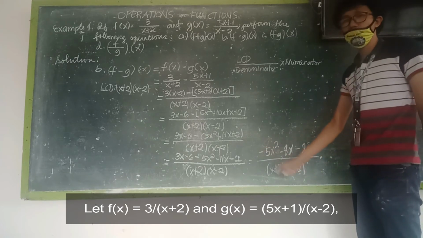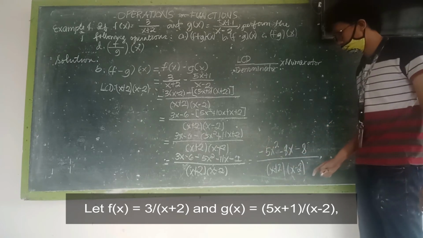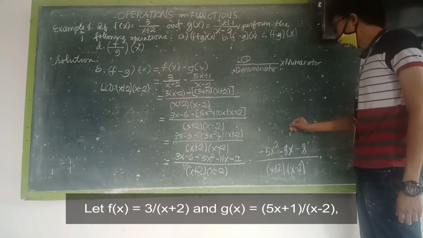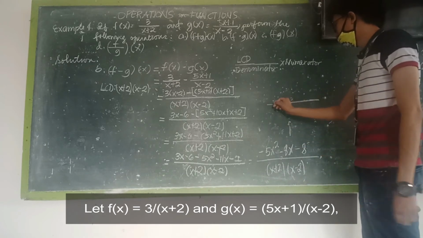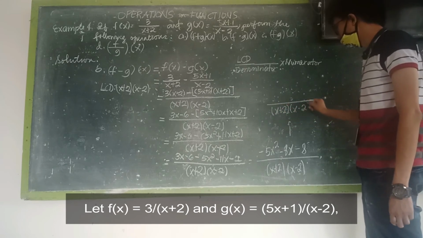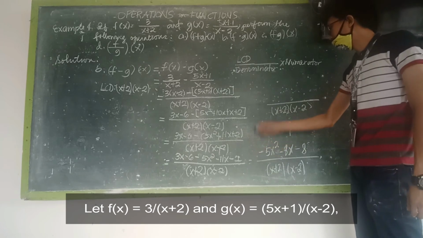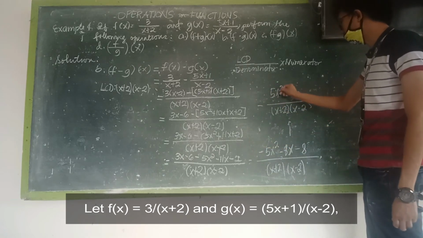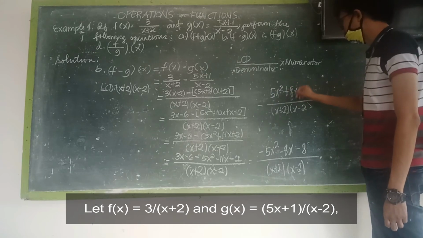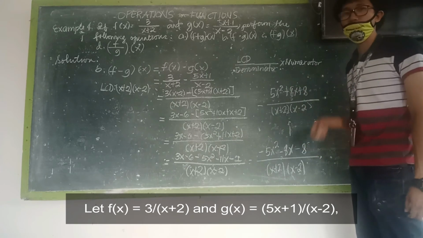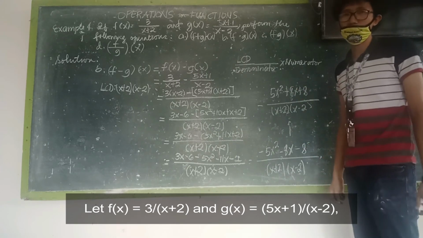minus 8 all over x plus 2 times x minus 2. We can also conclude that, sa x plus 2, x minus 2, ihiwalay natin ang negative lahat, then we have 5x squared plus 8x plus 8. Both of them have the same value, and both of them are correct answers.